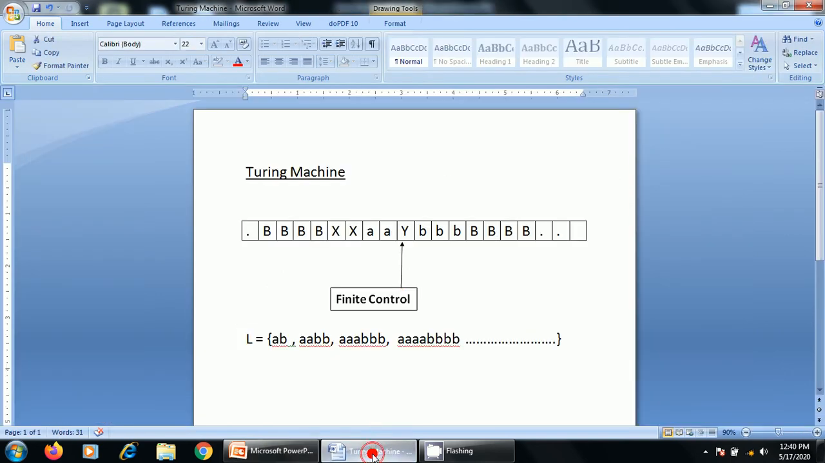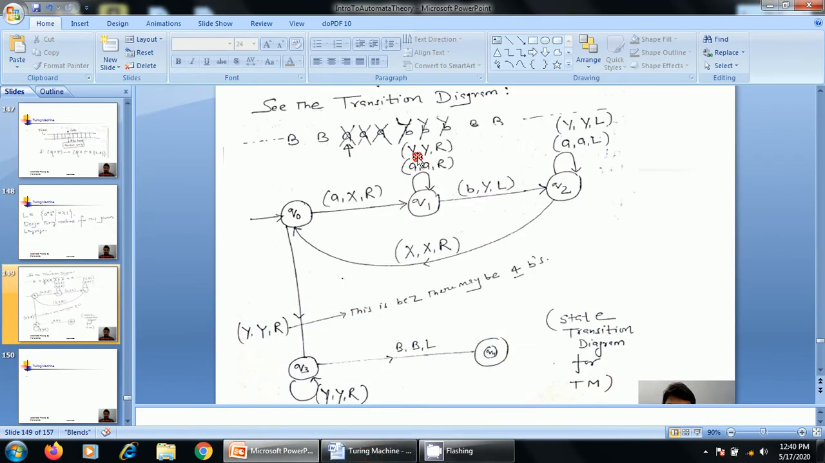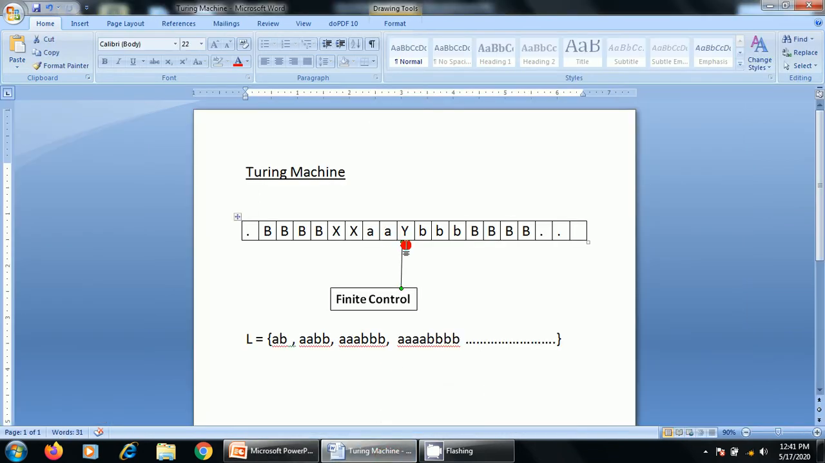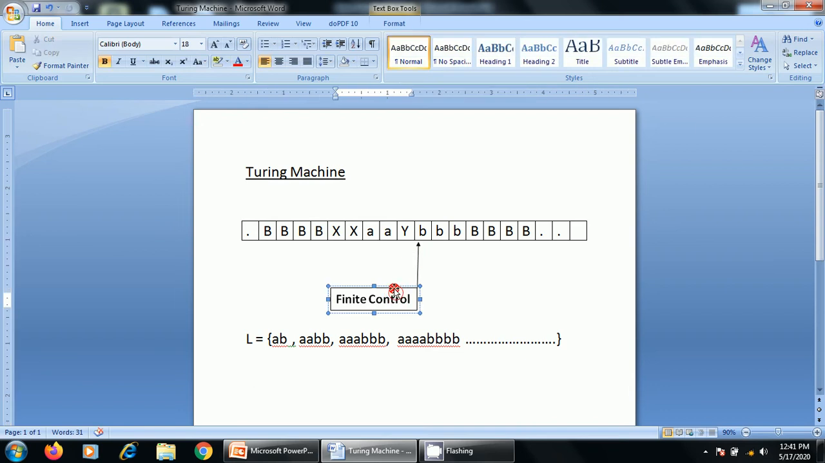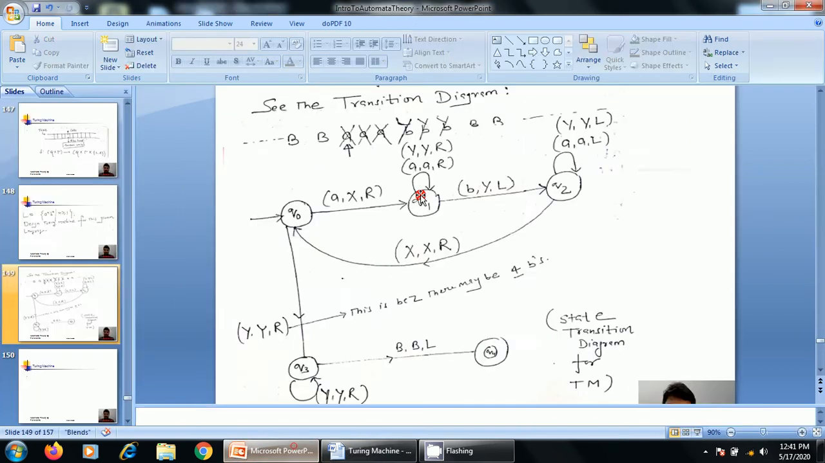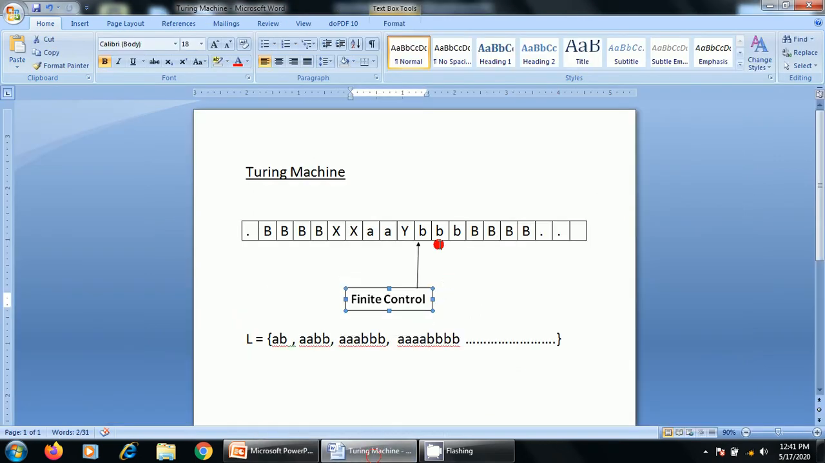Now see, there may be y also. If y, then keep it y and move right, because we are searching for the corresponding second b. If there is a y, keep it y and move right. Now we are receiving b, the corresponding second b has been received.